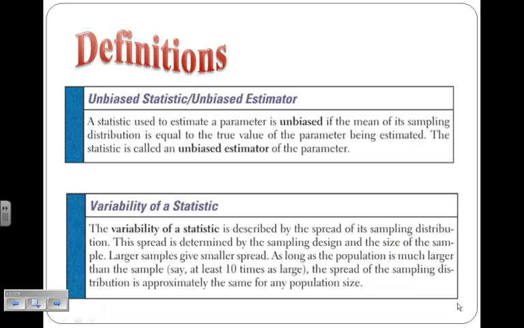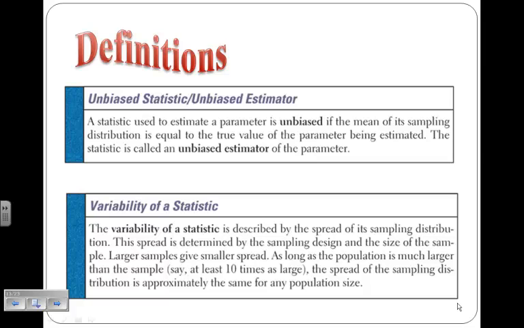Okay, so here's a couple more definitions you want to write down. An unbiased estimator. A statistic used to estimate a parameter is unbiased if the mean of its sampling distribution is equal to the true value of the parameter being estimated. We call this statistic an unbiased estimator of the parameter. Alright, so what that means is the statistic, we call it unbiased if we take the mean of the sampling distribution and the mean of the distribution is equal to the true value.